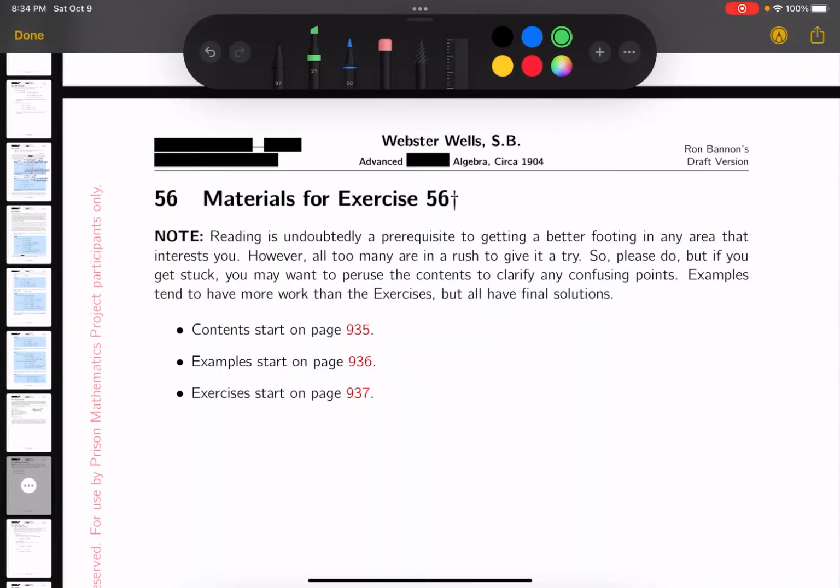Okay, we're in section 56 now. And we're in the same loop. It's reading the contents, doing the examples, and then you get working on the exercises.